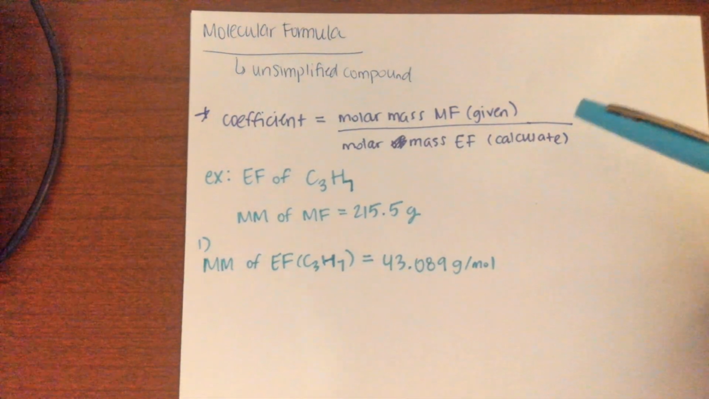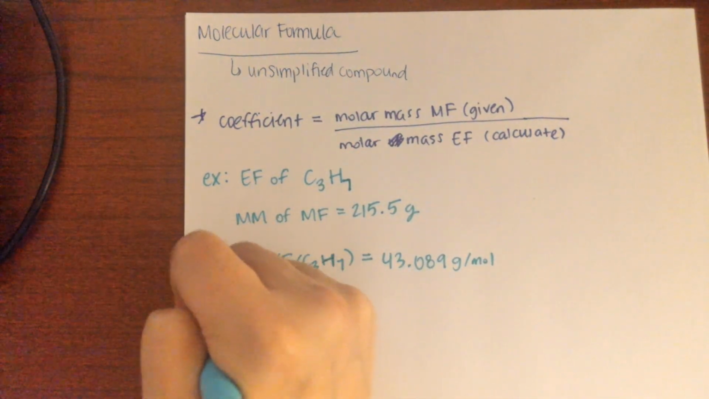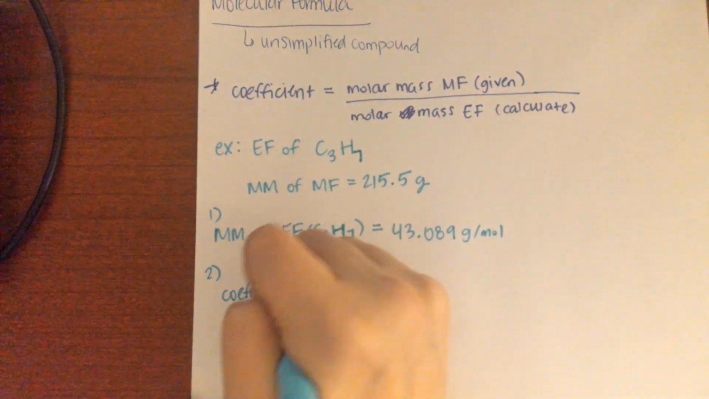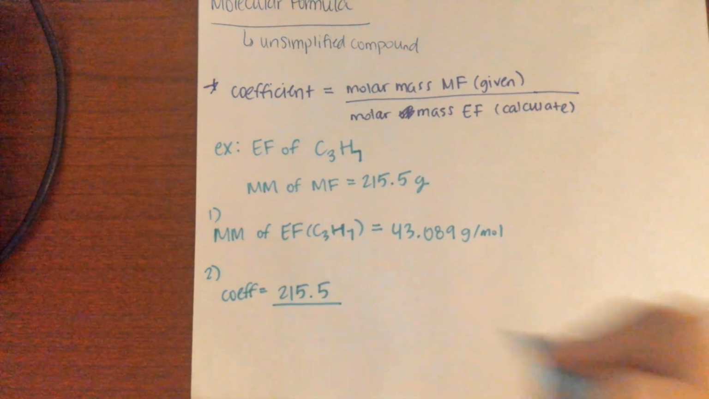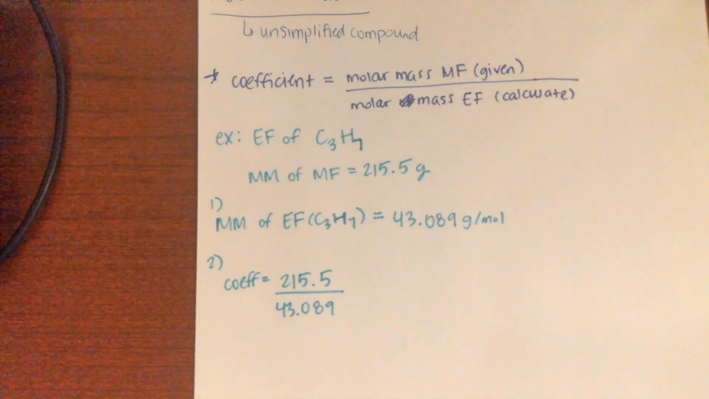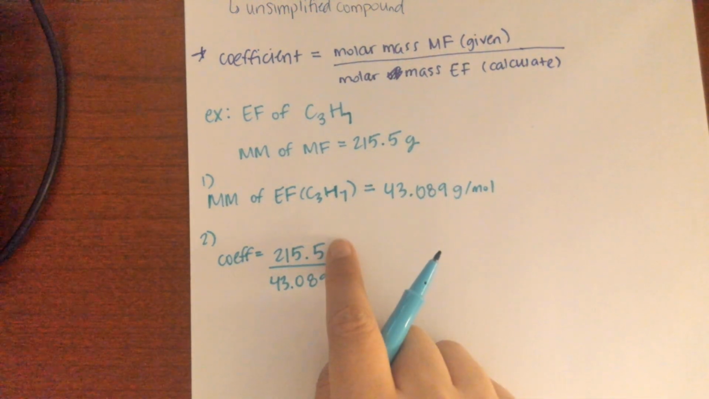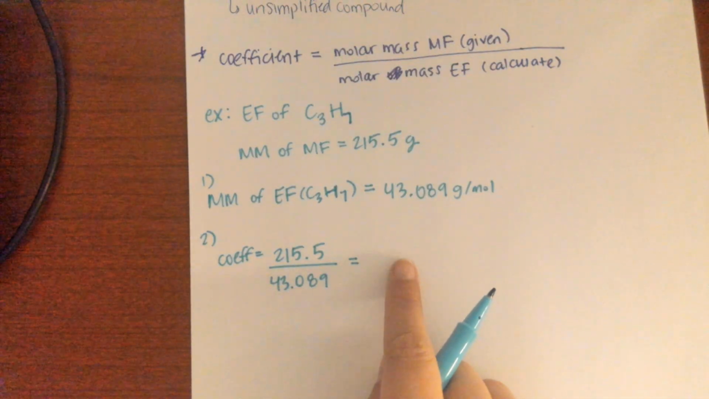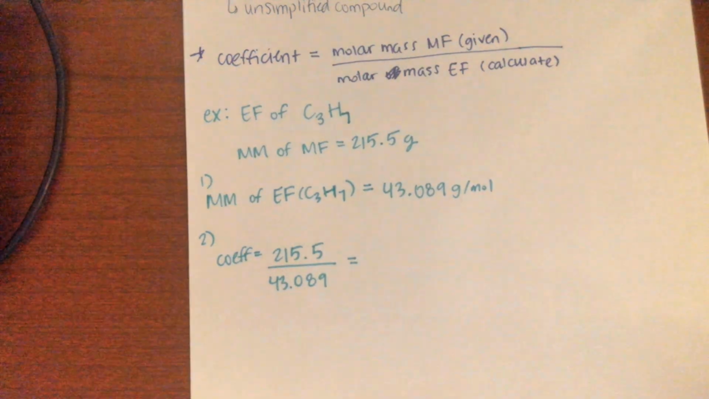Right, so now we have these numbers here. We have our given, we have our calculated. So now we do our coefficient. That is 215.5 divided by 43.089. If you're ever confused which is the top or bottom, the bigger number always goes on top, okay? Because at the end of the day, we want a nice whole number as our answer, so we can't have a decimal. We obviously can't have small over big. We have to have big over small.